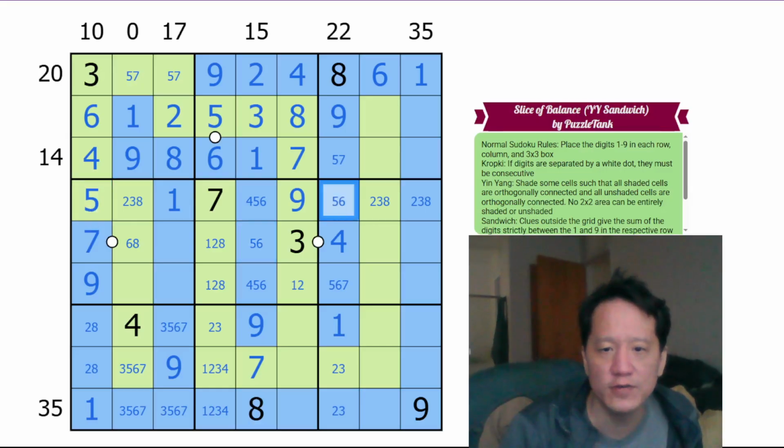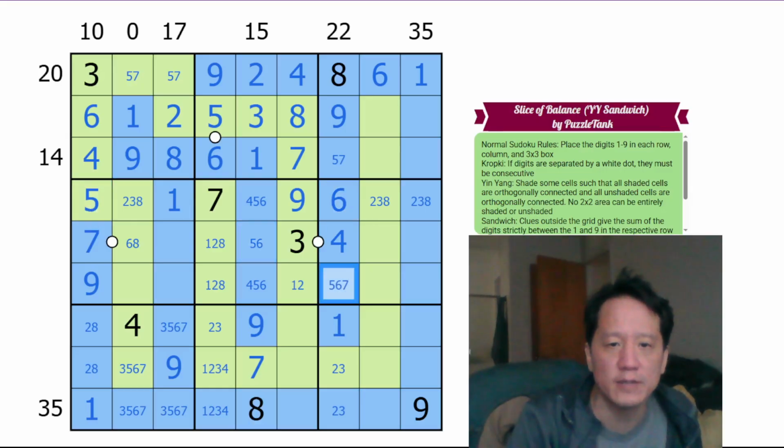5 eliminates 5 here. So it's 6. This can't be 6 here or 5. So that's 4, which eliminates 4 here. There's no 6 here.